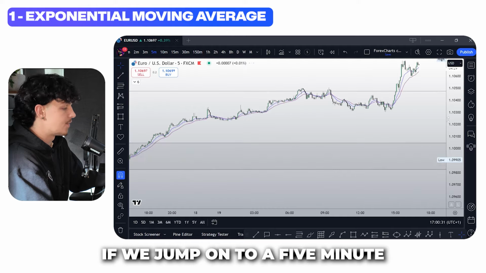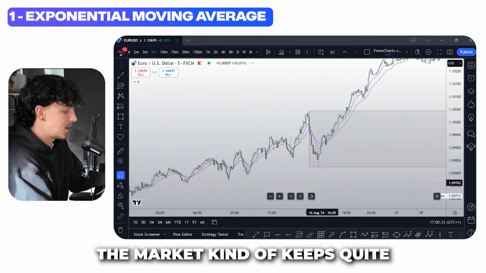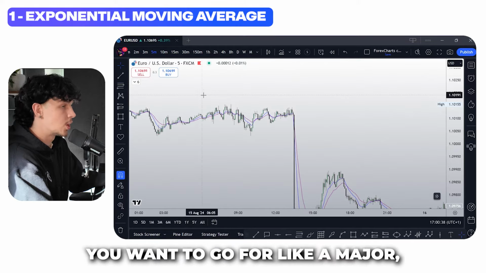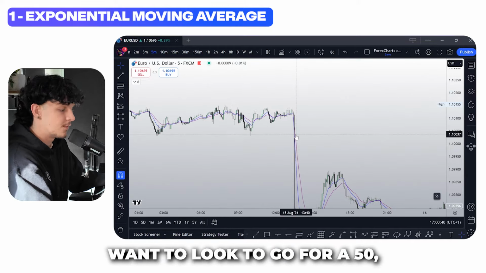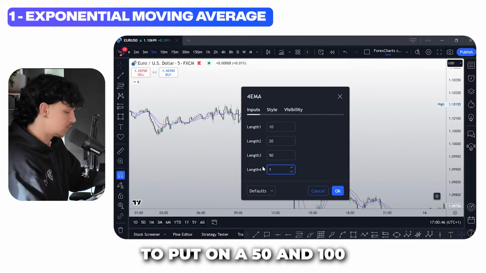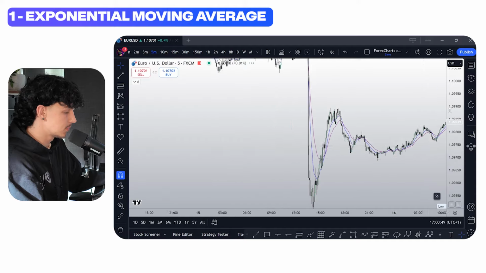If we jump onto a 5-minute time frame, you can see that the market keeps quite snug to them. If you want to go for a wider one, a major one, I'd look to go for a 50, 100, or 200. So now we're just going to put on a 50 and 100 to show you guys the difference.